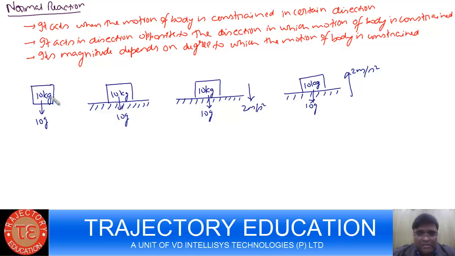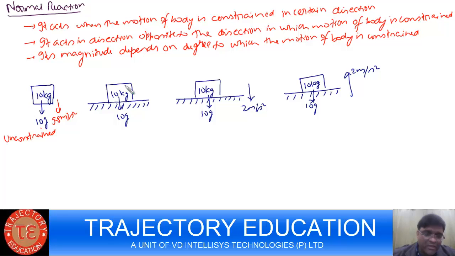Now, in the first case, the motion of this body is not at all constrained. The force acting is 10g and under the effect of this force it will go down with 9.8 meters per second square. So the motion is unconstrained. You just drop the body. The body is under gravity, it's free fall. It's unconstrained. There is no question of normal reaction since the motion of the body is not constrained.